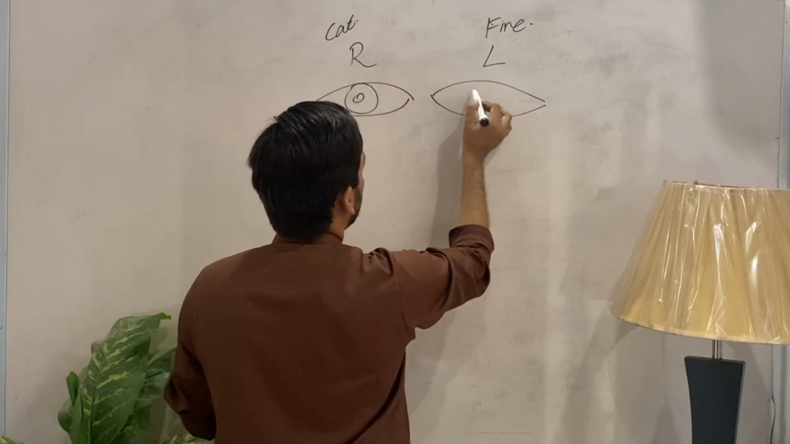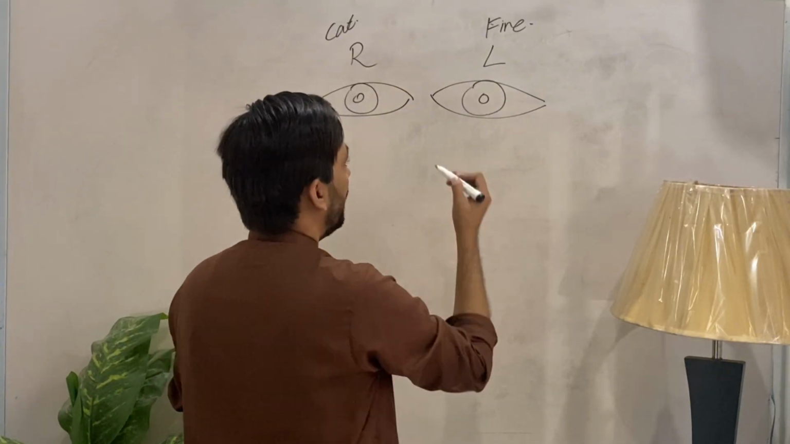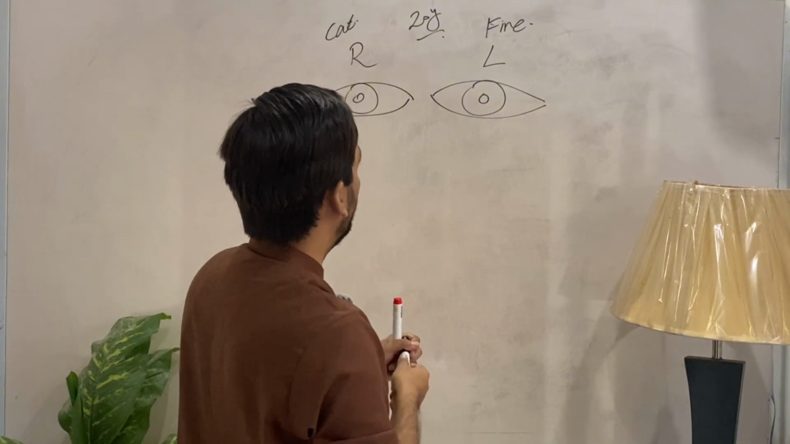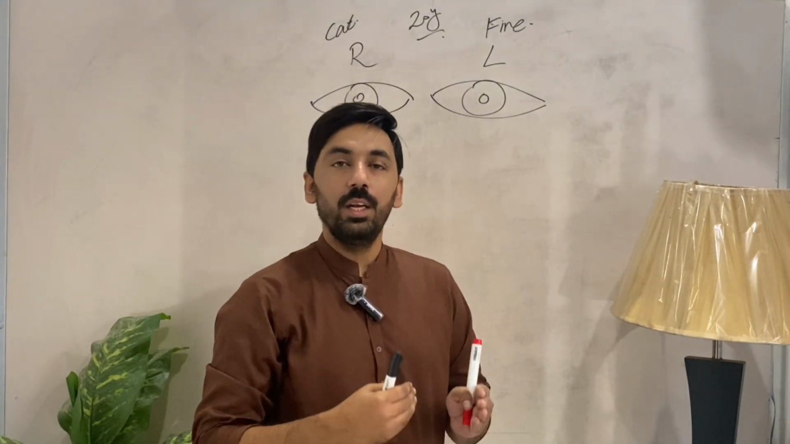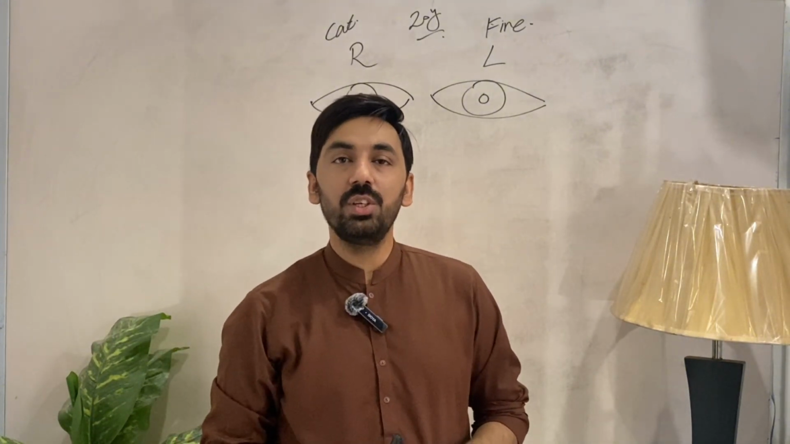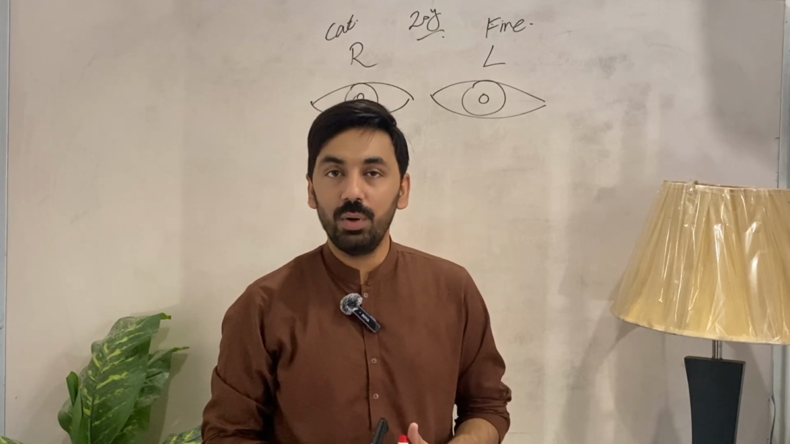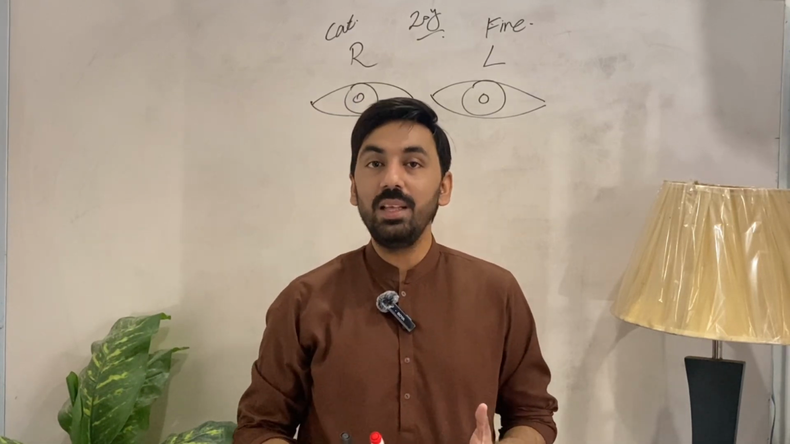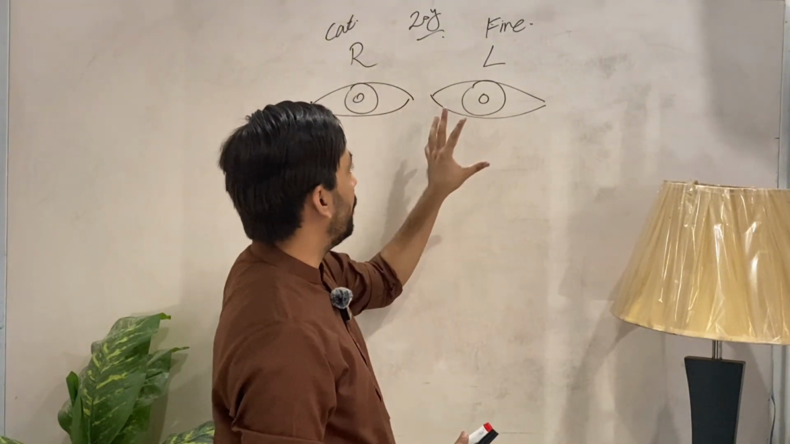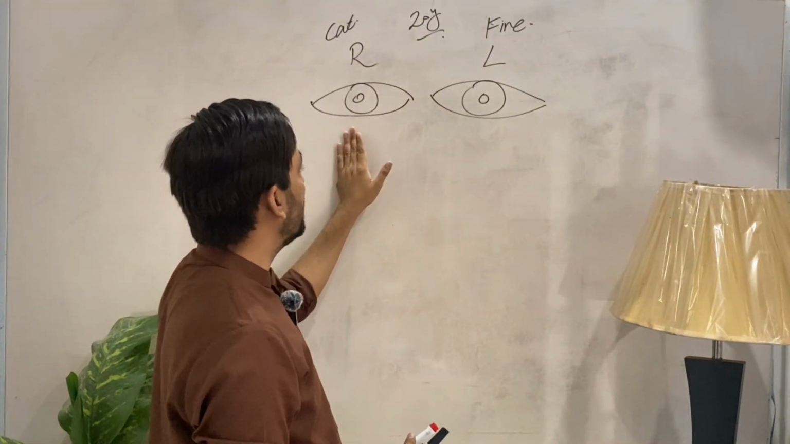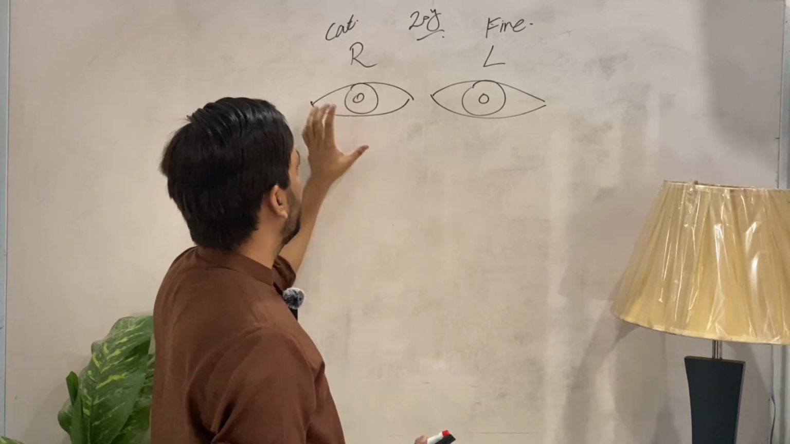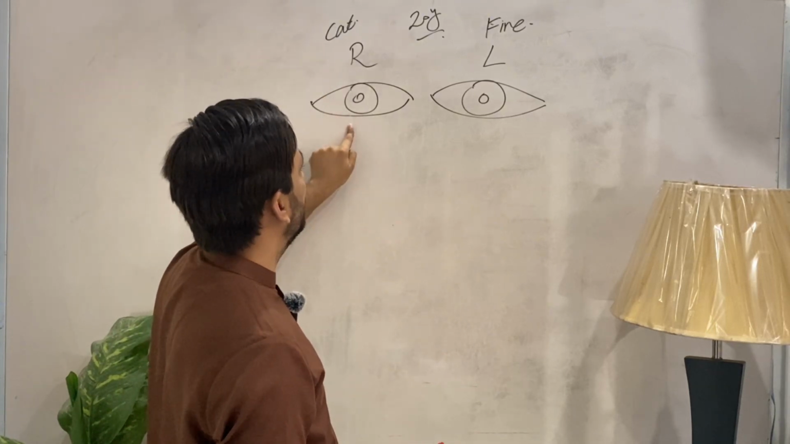The age of the patient is 20 years, and you know very well that at 20 years of age the patient has enough amplitude of accommodation. So the patient can accommodate very readily, very easily. But unfortunately the patient got a cataract in the right eye due to trauma or anything, or congenital, whatever you can say. So in the right eye we got a cataract.